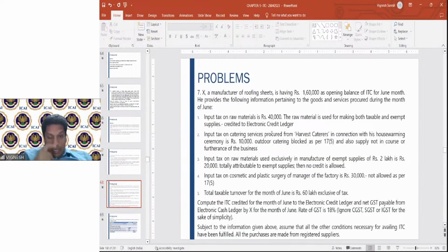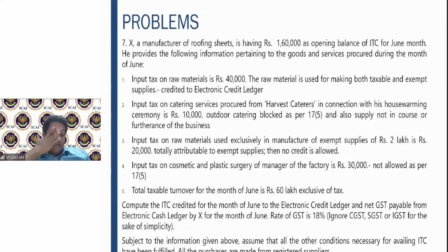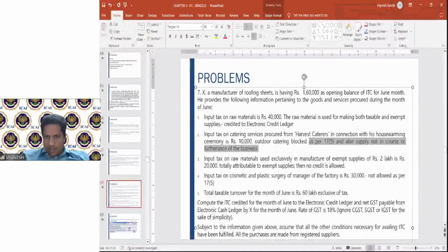Done. Now kindly go through this problem and try answering it as a revision problem. Let us go through the question first. X, a manufacturer of roofing sheets, has 1,60,000 as opening balance of ITC for June month, with the following information. First, input tax on raw materials is 40,000. Raw material is used for making both taxable and exempt supplies, credited to the electronic credit ledger. Input on catering services from Harvest Caterers in connection with house warming is 10,000. Outdoor catering is blocked, not a supply in the course or furtherance of business.